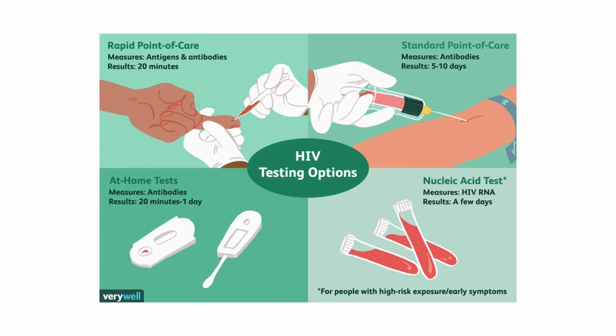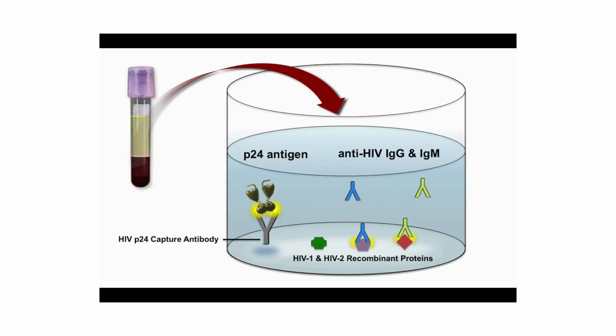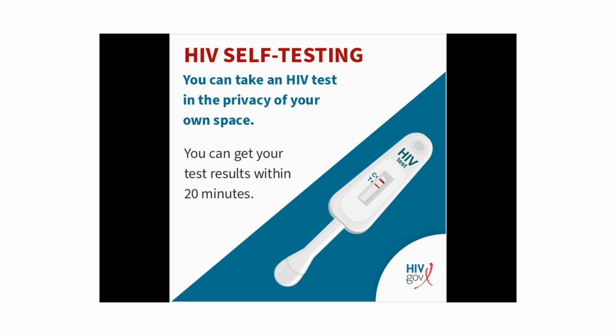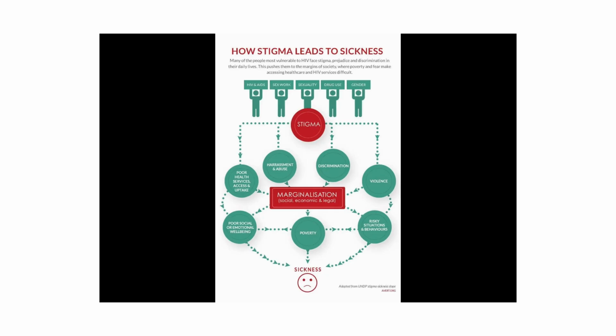Here are some HIV testing options. Antibody test, which is most common. Antigen antibody test, early detection. Nucleic acid test, detects RNA. Testing helps with early diagnosis and treatment. It is private and fast.